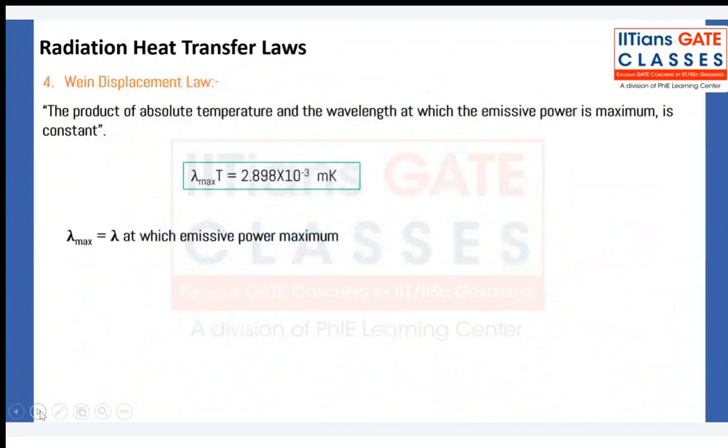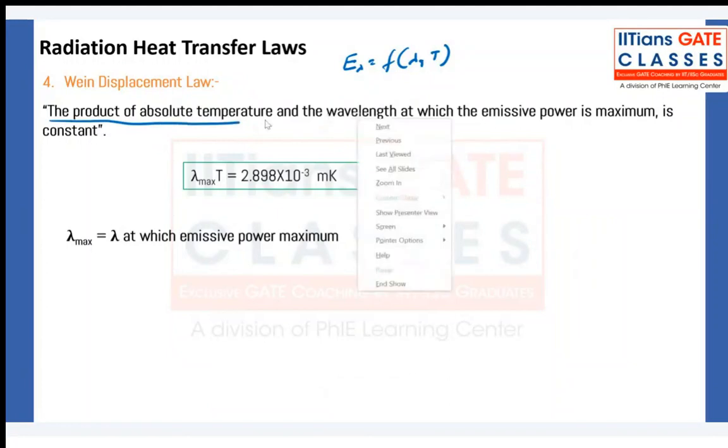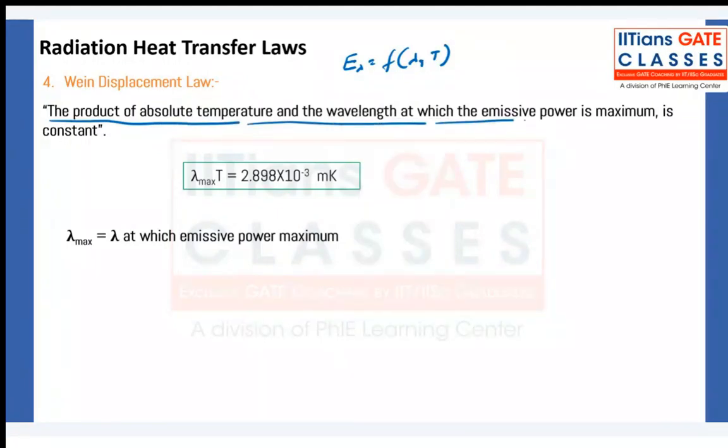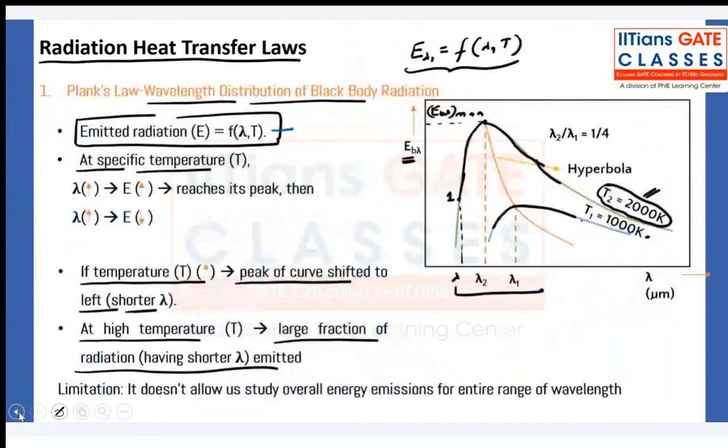Now next is Wien's displacement law. What is Wien's displacement law? It was actually told earlier that emissive power is a function of lambda and T. Wien's displacement law is an extension of this. It says the product of absolute temperature and the wavelength at which emissive power is maximum is constant. That means wherever you get this maxima, lambda max and T will remain constant.